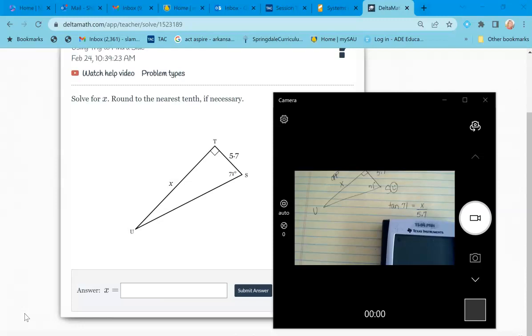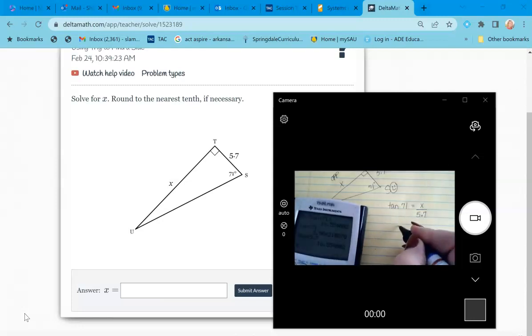So I can do 5.7 times the tangent of 71. I could find the tangent of 71 and then multiply it by 5.7. Either way, I'm going to get, rounded to the nearest tenth, 16.55, which makes that 16.6 for the answer.